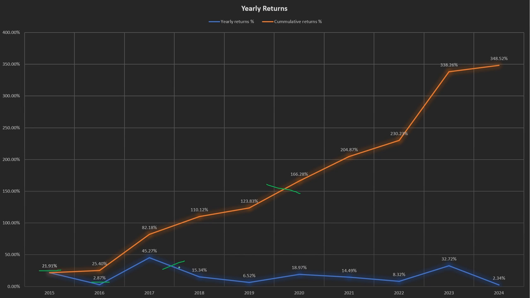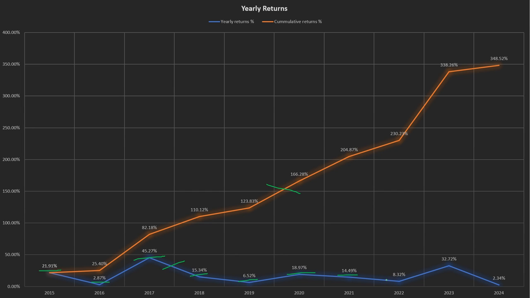Then came 2017, which proved to be a very good year for this sector, in which it gave returns of 45.27%. In 2018, the returns dropped to 15.34%. The returns further dropped in 2019, and the sector gave the return of 6.52%. In 2020, the situation improved a bit for the sector, and the sector gave a return of 18.97%. In 2021, the returns decreased a bit, and the sector gave a return of 14.49%.